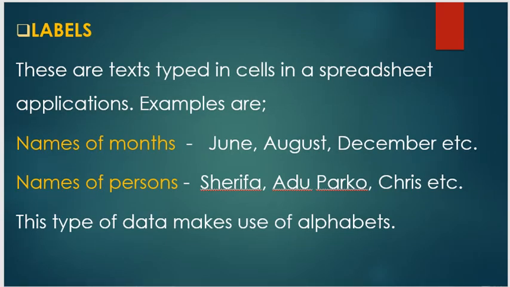We can also type in alphabet. In Excel, we don't call it alphabet, we call them labels. So whenever you type in a word in Excel, it's referred to as a label. So labels are the text typed in cells in the spreadsheet application. So you can have your name. Whenever you type your name in Excel, that alphabet or word becomes a label. That's the term used for alphabet or words in Excel or spreadsheet applications. So we can have names of months, names of persons, or anything at all typed as labels in Excel. Now let's look at the next one.